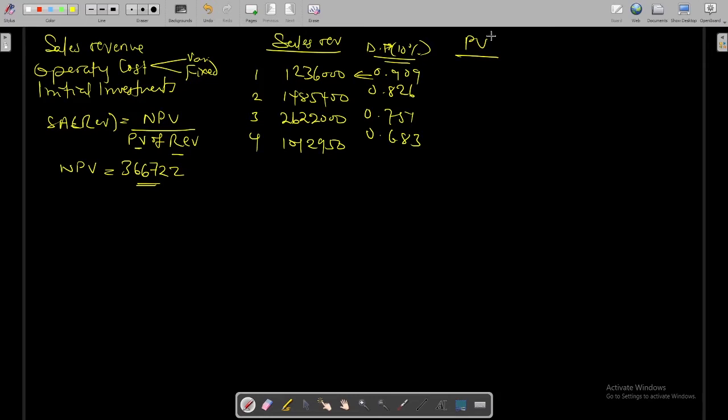So the first one that we need to compute is 6,000 multiplied by 0.909, and we are going to get 1,123,524.